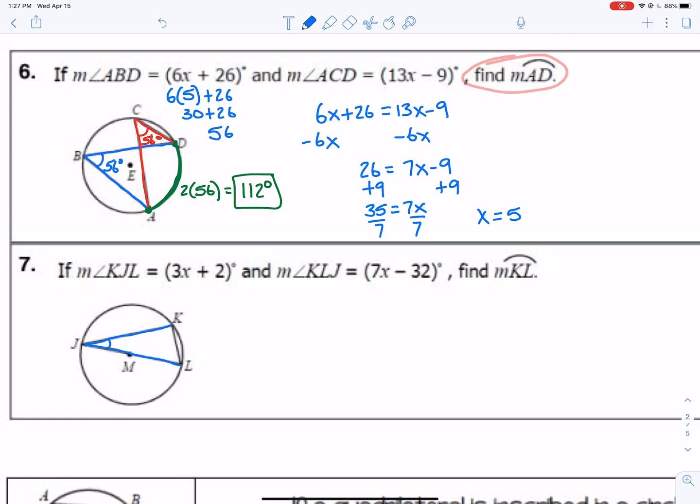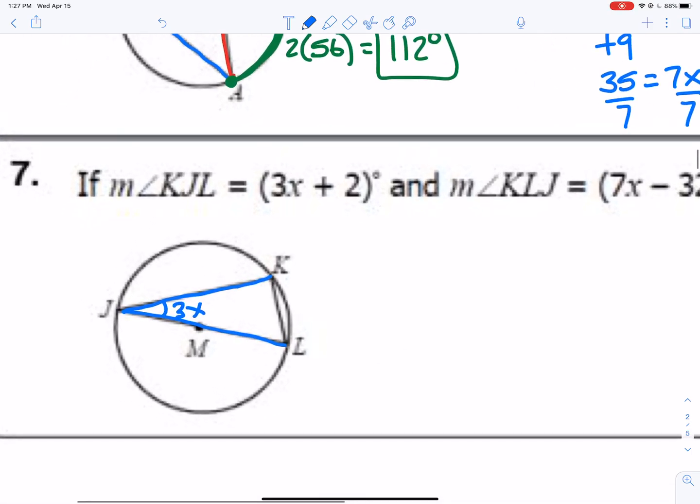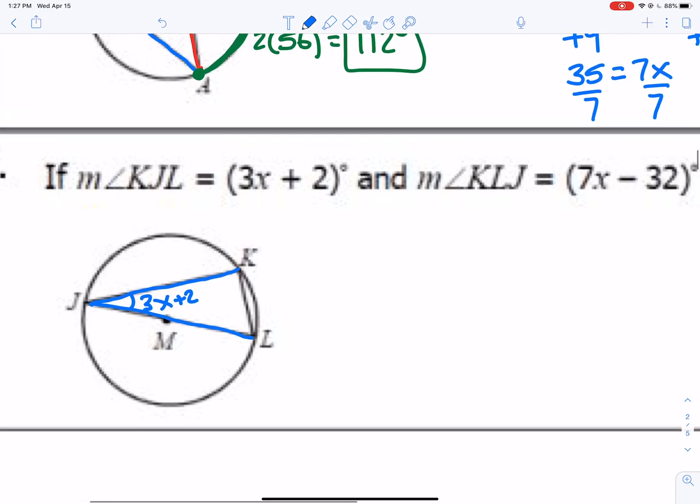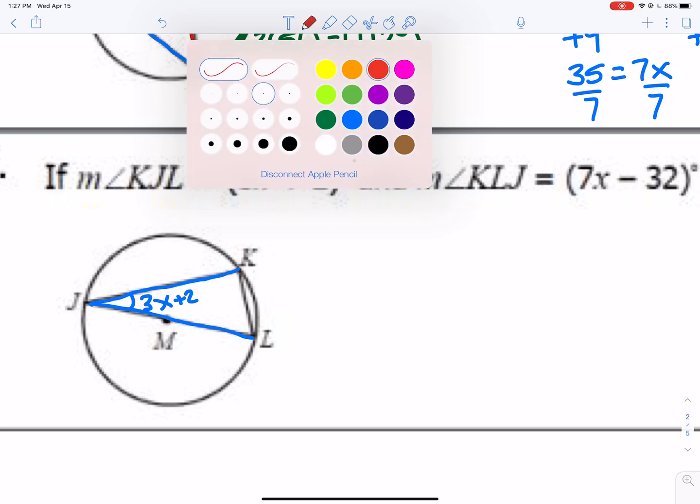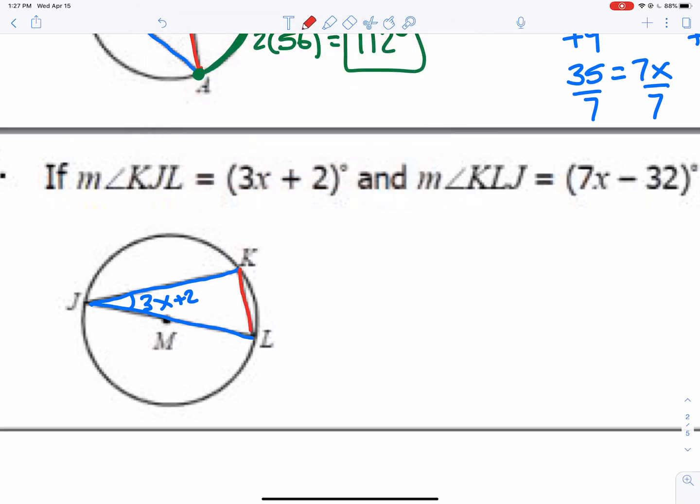So we know we're talking about that angle is 3x plus 2. The measure of KLJ is 7x minus 32. So K to L to J. So you know which angle it's referring to. You can draw that out. And that would be 7x minus 32 for that angle.